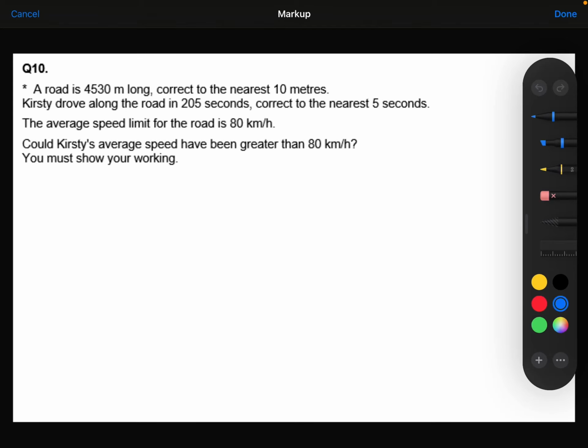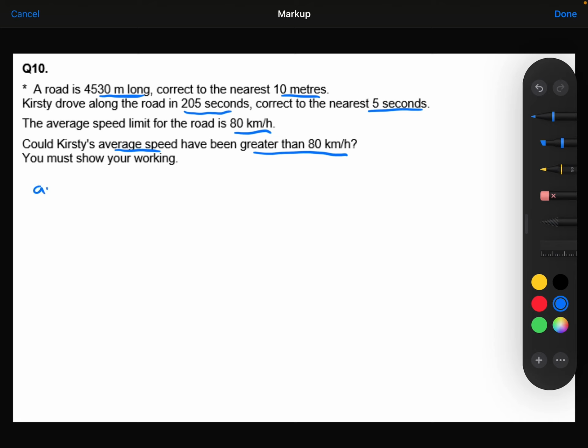A road is 4,530 metres long, correct to the nearest 10 metres. Kirsty drove along the road in 205 seconds, correct to the nearest 5. The average speed limit for the road is 80 kilometres per hour. Could Kirsty's average speed have been greater than 80 kilometres per hour?